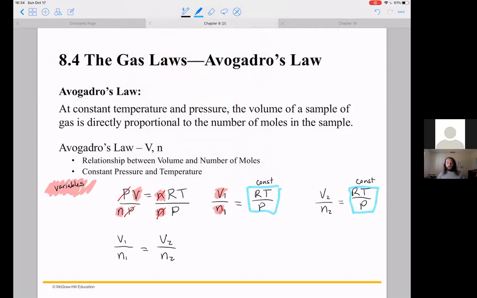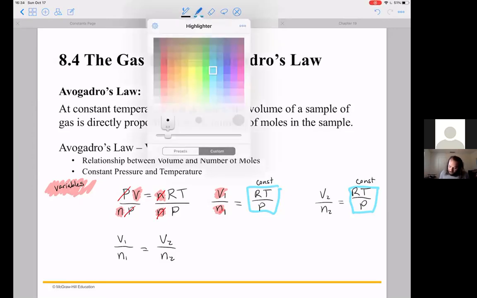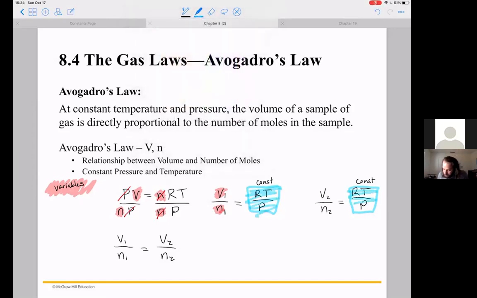So for example, taking that breath into the balloon, if the pressure and the temperature were the same before and after I breathed that extra breath into the balloon, the value of everything in blue here would be the same, which is why I can set V1 over N1 equal to V2 over N2. And this is Avogadro's Law. Okay, there's 3 of them.